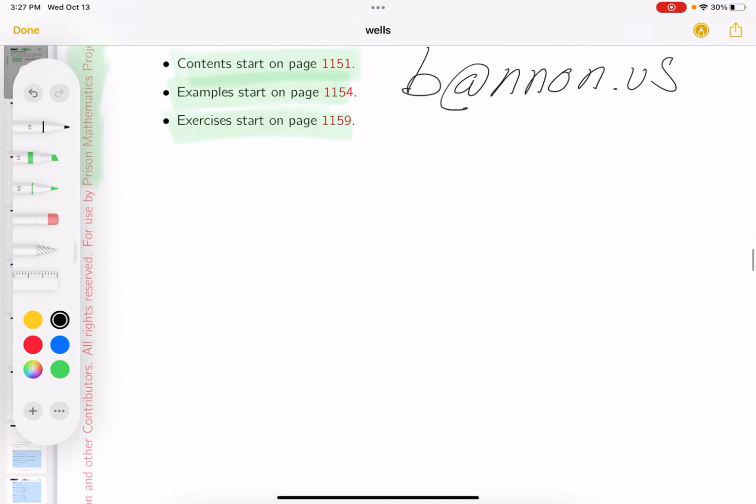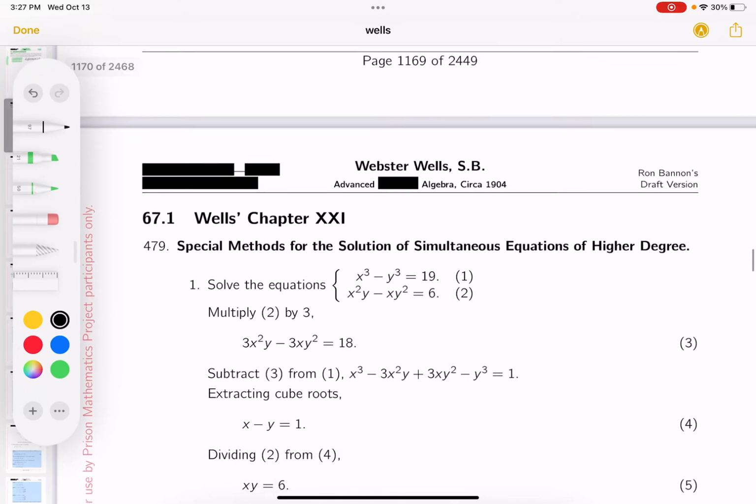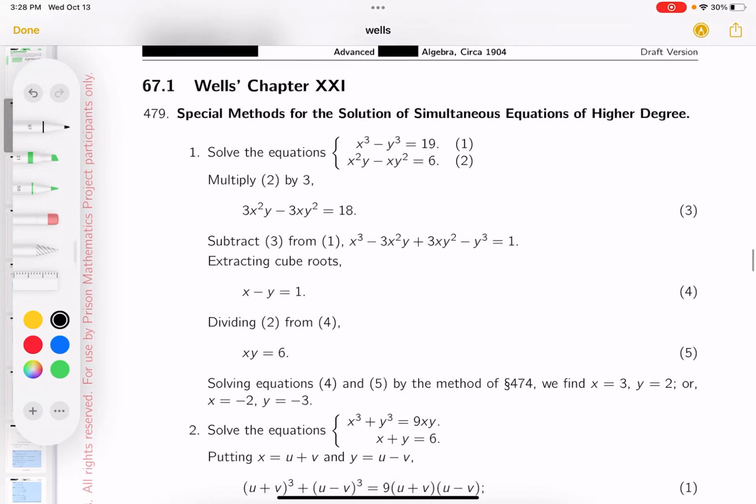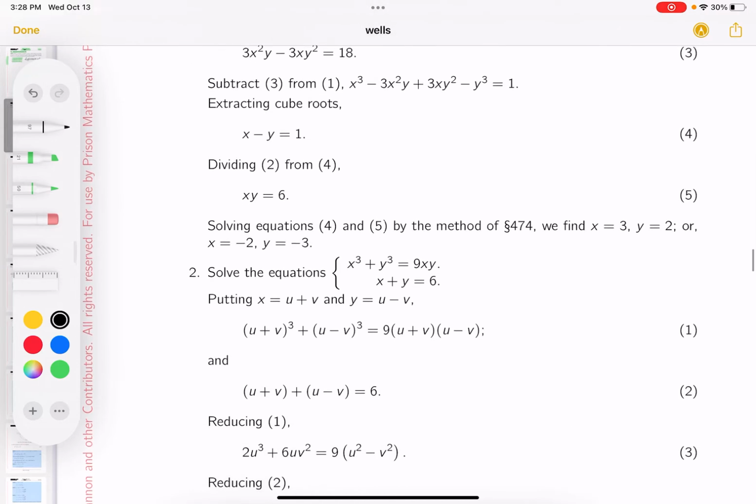All right, let's take a look. Let's look at the contents. This is stuff you have to read through. It's not easy. These are special methods for the solution of simultaneous equations of higher degrees. They're not easy. I want to point out it's not going to be easy.